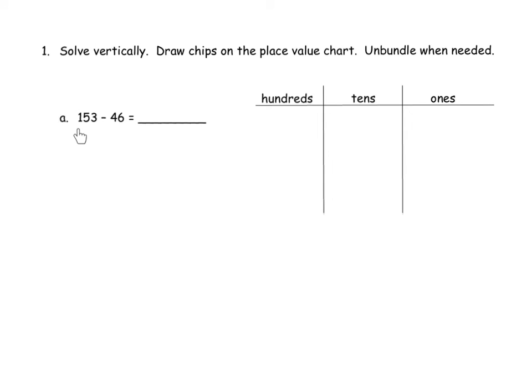So here's our problem, 153 take away 46. So I'm going to show it vertical form, 153 take away 46. Okay, and I'm going to look carefully at my problem and I'm going to see, okay, my 6 is a bigger number than my 3, so I know I'm going to have to borrow. But my 4 is smaller than my 5, so I won't have to borrow from my hundreds place. Okay, so let's first show this 153 over here on the place value chart.